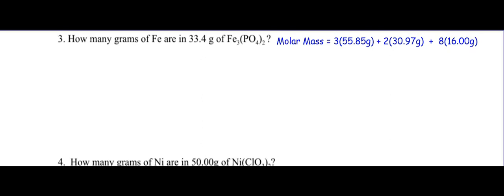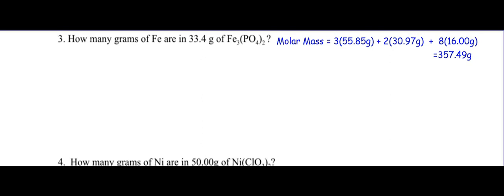All right. So there's my molar mass, and I got 357.49. Again, I got 3 irons and 2 phosphoruses and 8 oxygens. Okay. I add them up and I get this number here. Okay. All right, so hopefully that works out for you.